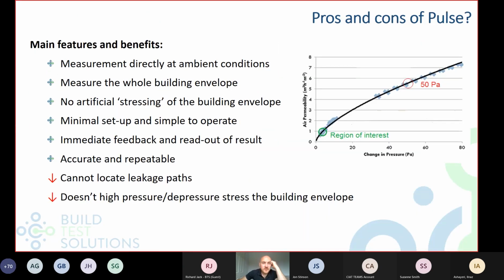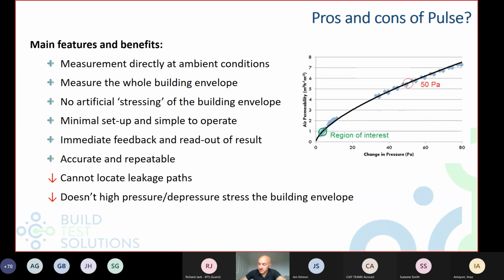So I think I've gone over most of these, the same slide as the fan testing. The main features and benefits of Pulse: you're measuring directly at ambient conditions. You're able to measure the whole building envelope, so you've now included the front door. There's no artificial stressing of the building envelope. Very minimal setup, very simple to operate. Immediate feedback and readout of results. It's quite literally a black box test. You press go on the controller and voila, you see the results on the screen.